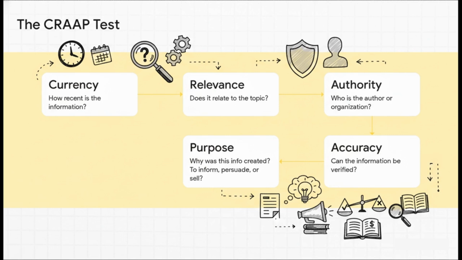C is for currency. Is this info new or ancient? R is for relevance. Does this even have to do with the topic at hand? A is for authority. Who is saying this, and do they know what they're talking about? The second A is accuracy. Can you find this information somewhere else? And P, this is the big one, purpose. Why does this exist? Is it here to inform you, or is it trying to sell you something or persuade you?